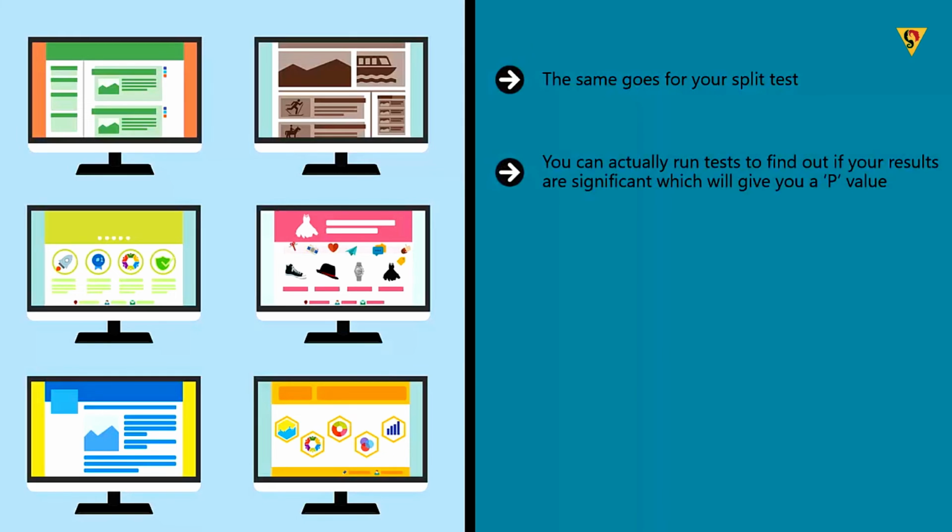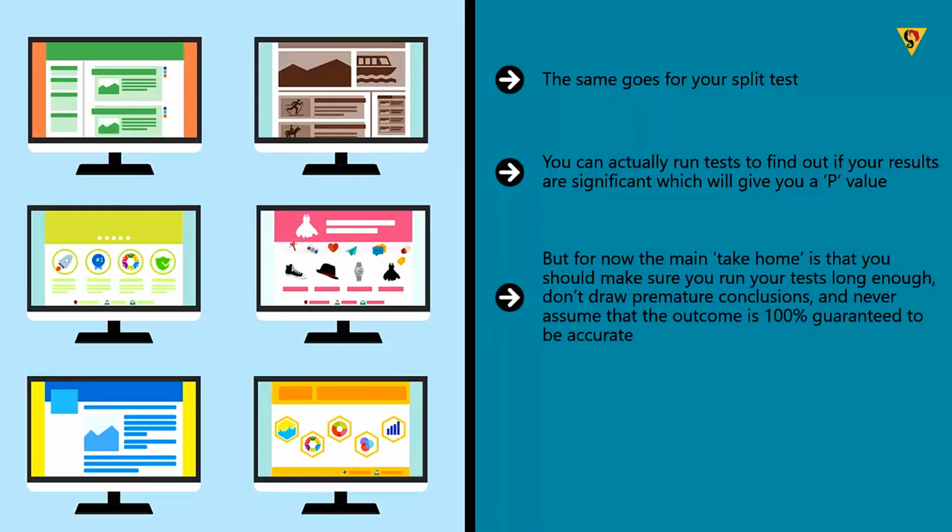You can actually run tests to find out if your results are significant, which will give you a p-value. This p-value tells you the percentage likelihood that the outcome was a fluke, with anything less than 5%, p less than 0.05, being considered significant. But for now, the main take-home is that you should make sure you run your test long enough, don't draw premature conclusions, and never assume that the outcome is 100% guaranteed to be accurate.